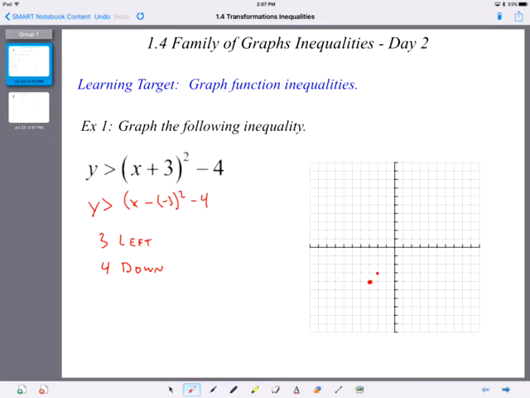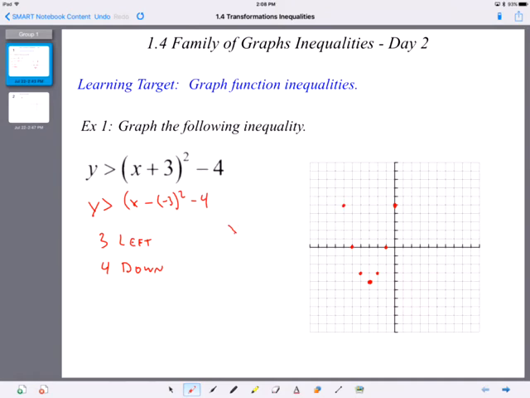If I square 2, I get 4. If I square 3, I get 9. Now I know that's not 9, but what I'm talking about is I'm going 3 units from the vertex and 9 units up, and then we can do the symmetric on the other side. 1 to the left and 1 up, 2 to the left and 4 up, that's like 2 squared, and then 3 to the left and 9 up, and that's like 3 squared. So there's our parent function shifted 3 units to the left and 4 units down.